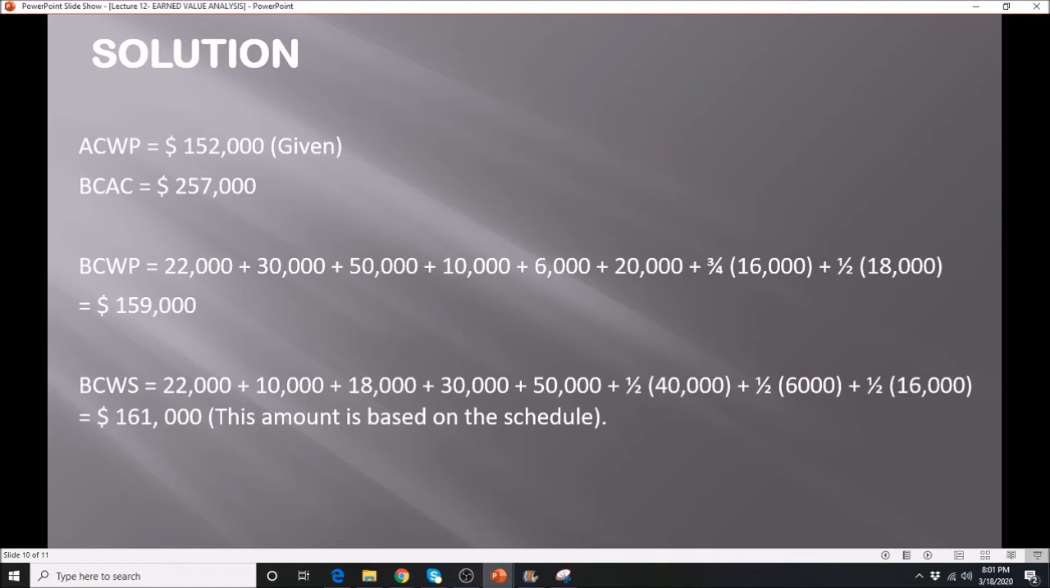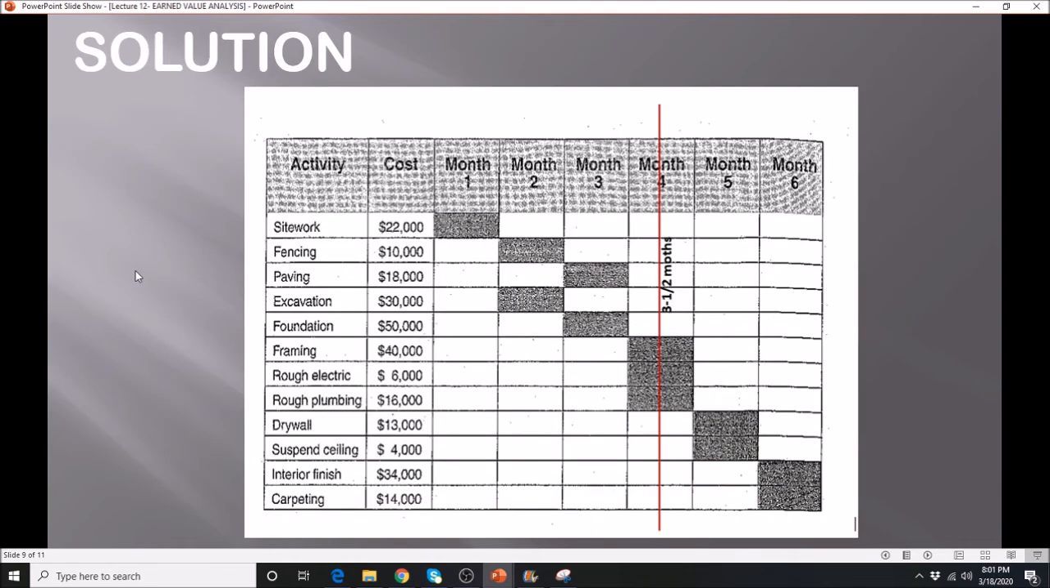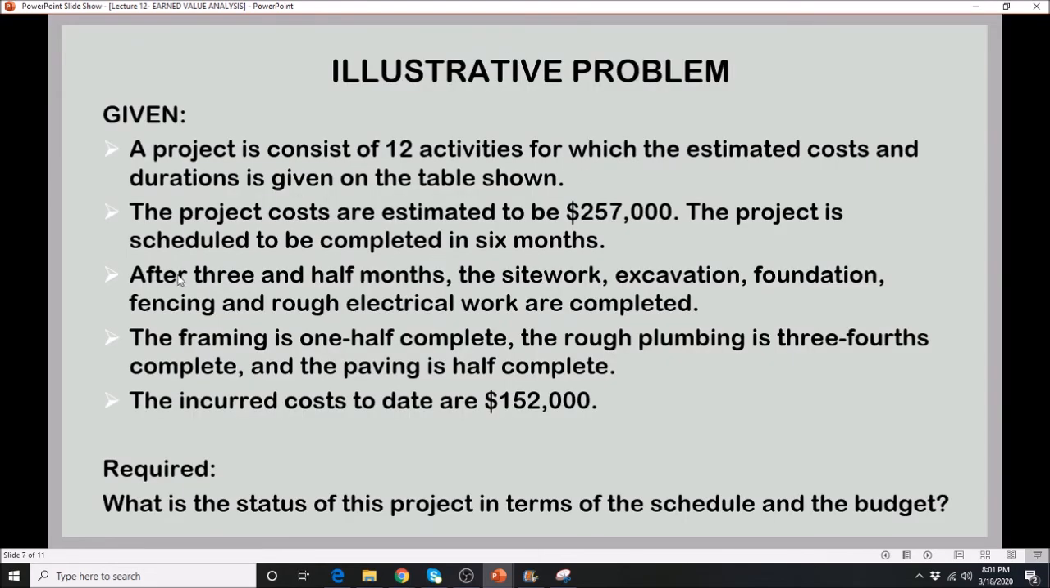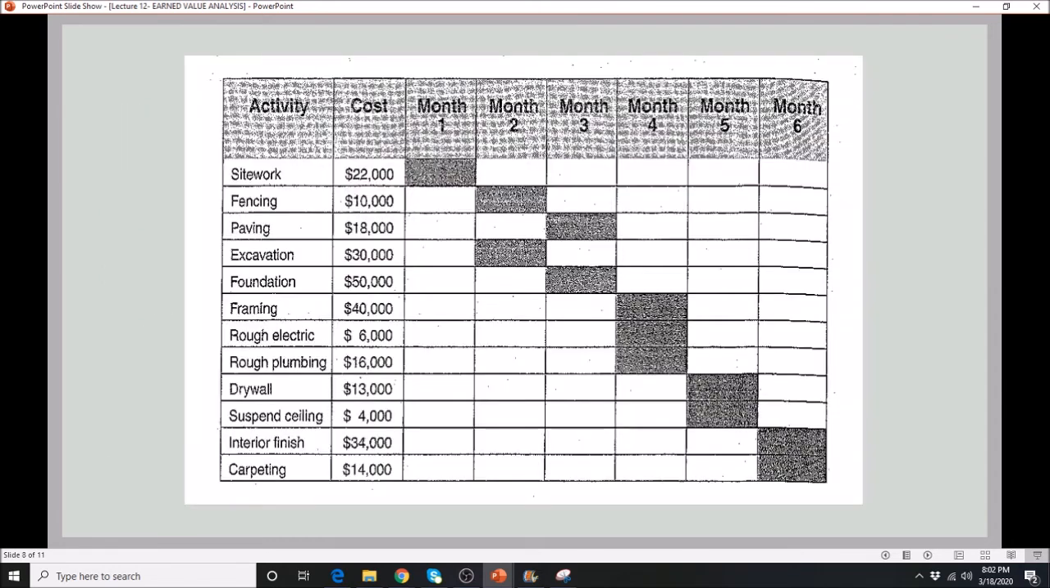All right, so we have here the budgeted cost of work performed. What does it say here on the problem, these are the work performed. After 3.5 months, we have completed your site work, your excavation, foundation, fencing, rough electrical. So we have 1, 2, 3, 4, 5 items that have been completed. And it gives you here the values for each of those.